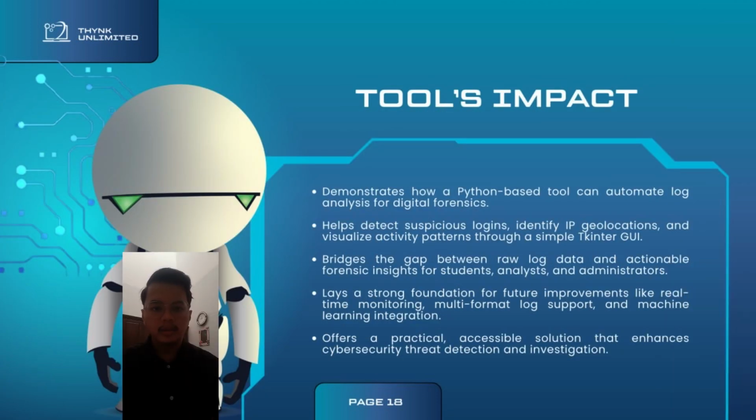The impact of our tool is meaningful for the field of digital forensics. It shows how a Python-based solution can automate Apache log analysis and help detect suspicious logins, IP origins, and access behavior. Our simple GUI design makes the tool accessible not only to forensic professionals, but also to students and administrators. It bridges the gap between complex raw log files and readable, actionable forensic insight, laying a strong foundation for future upgrades like real-time monitoring and machine learning-based detection. Overall, it provides a practical and user-friendly solution that supports faster threat response and investigation.